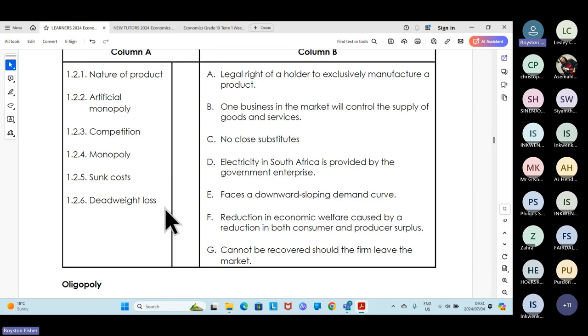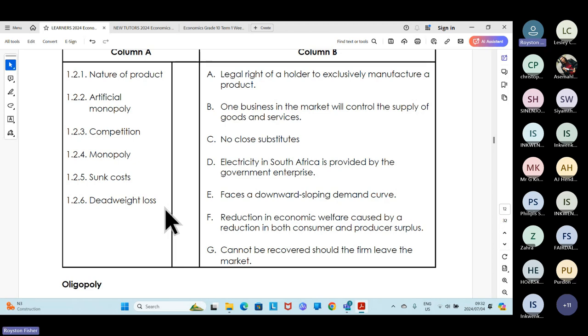1.2.6, deadweight loss. I'm just looking at your answers quickly. Santa Claus says it's F. St. Andrews also says it's F. Someone says it's F, as well as Inclusive. Buren says it's F, and then now I see your answer for number five as well. Buren, apologies for not acknowledging you earlier. Fidel says it's F, as well as Inkululeko Secondary.